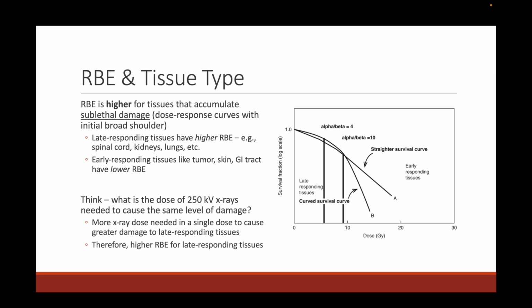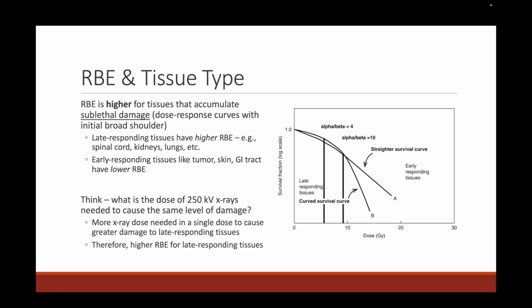I think this is a hard question to answer, but the bottom line is that the cells in our body that are not used to replicating, so think of our late responding tissues like spinal cord, central nervous system, kidney, lungs, and so on. The cells that are considered late responding with a lower alpha beta ratio, these are the cells that are not as good at repairing sublethal damage. So they tend to accumulate sublethal damage more, and as a result, the RBE is higher in those cells.